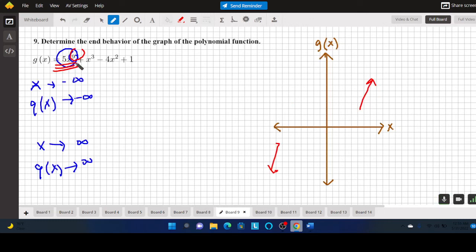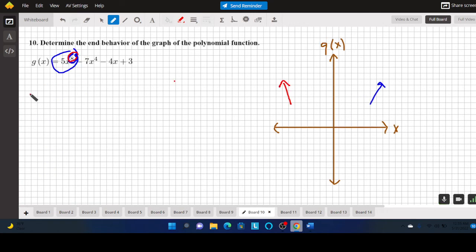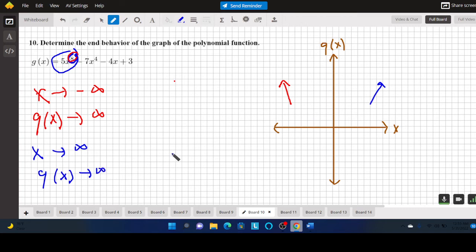Previously, odd degree, 9, they went in different directions. Even degree, they go in the same direction. So on the left-hand side, as x is approaching negative infinity, then g of x is approaching, going up, positive infinity. And on the right-hand side, as x approaches positive infinity, the function is also going up. The function is approaching positive infinity. Okay, so now we're back on track.